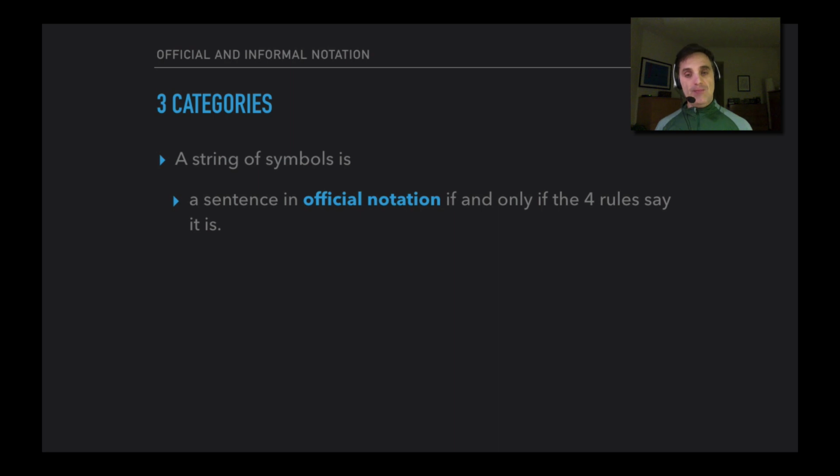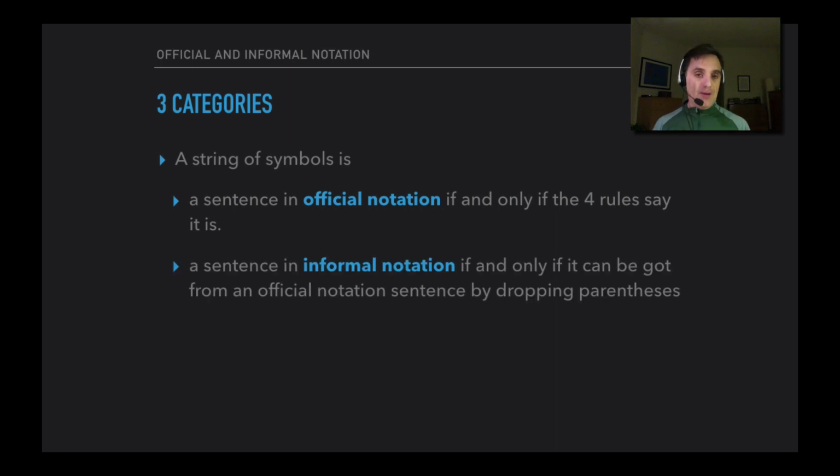A string of symbols might be a sentence in official notation. That's if we made it by the four rules, so initially it had all the parentheses. Or the string might be a sentence in informal notation. And what does that mean? It means first you built up a sentence in official notation, and then using the parentheses dropping rules, you produce the one we actually have. So first we built up a sentence using the rules, and then we got to the thing we're actually looking at by dropping parentheses. Then that's a sentence in informal notation.